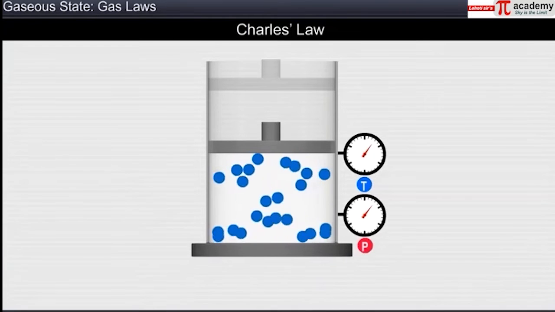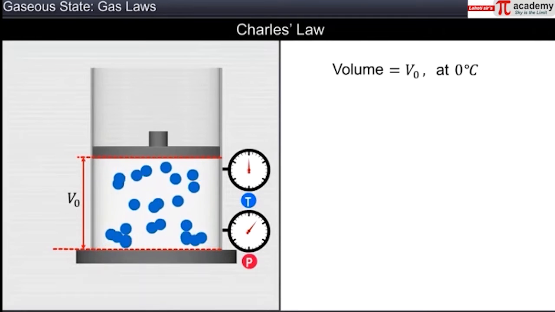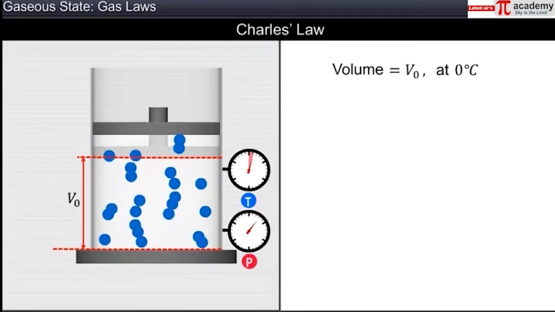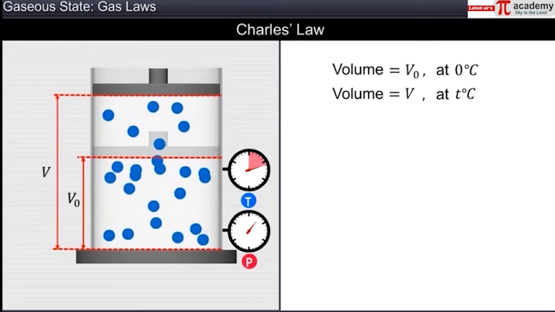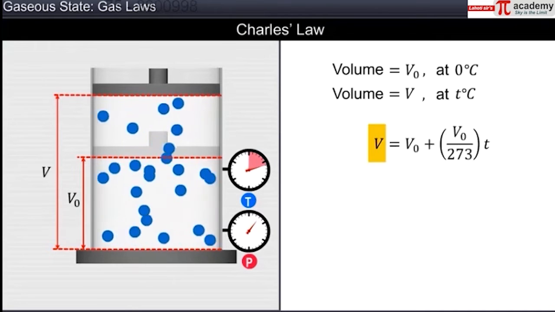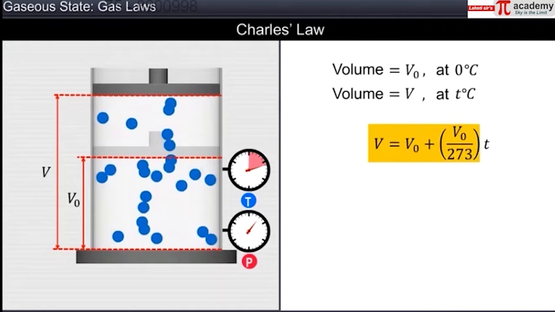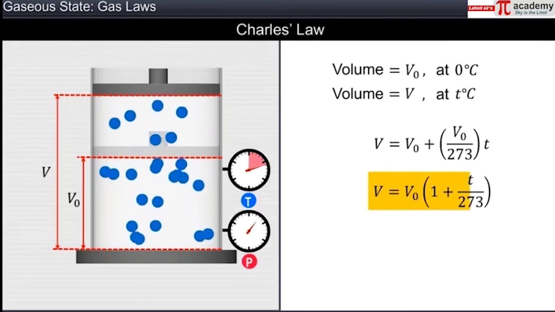Let's understand this through mathematical expression. Let V0 be the volume of a fixed mass of a gas at 0 degrees Celsius, and let V be its volume at temperature T degrees Celsius at the same pressure. Then, volume V at temperature T is equal to V0 plus V0 divided by 273 into T. Or, V is equal to V0 into 1 plus T divided by 273.